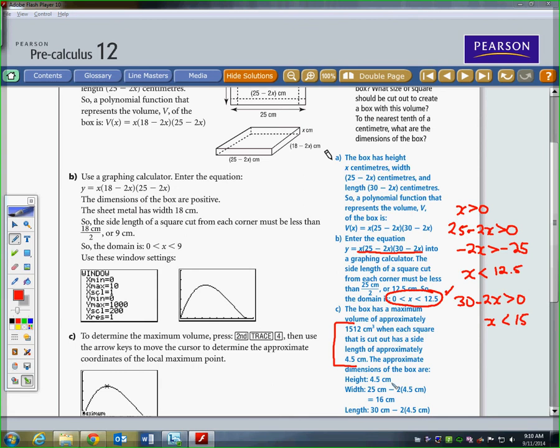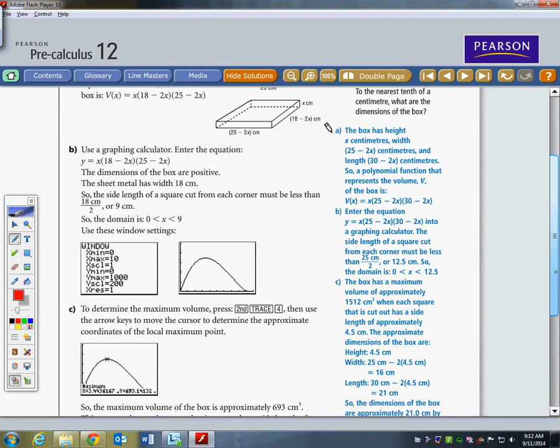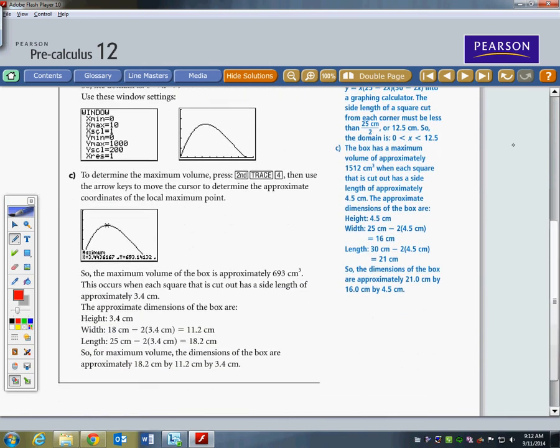So where do you get these approximate dimensions? This 4.5 is the x value that you got from the highest point, and then for the width and length, you plug the 4.5 into each of these. So 25 minus 2 times 4.5, 30 minus 2 times 4.5. So we get 16 and, I have to scroll down to peek, we get 16 and 21 as our two answers. So those are the dimensions. Okay, you'll definitely be seeing questions like that.